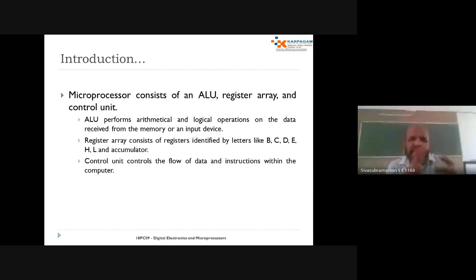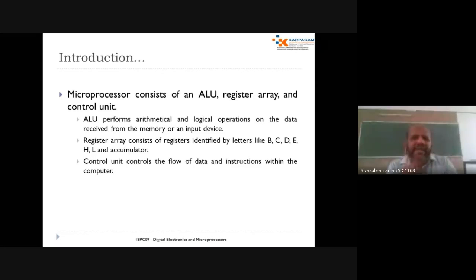You have an accumulator, a B register, C register, D, E, H, and L. Seven registers are available. Out of these, the accumulator stands separately, while the other six registers can be used separately or as a pair. B and C together as the BC pair, D and E together as the DE pair, H and L together as the HL pair. Okay. So then you have a control unit.